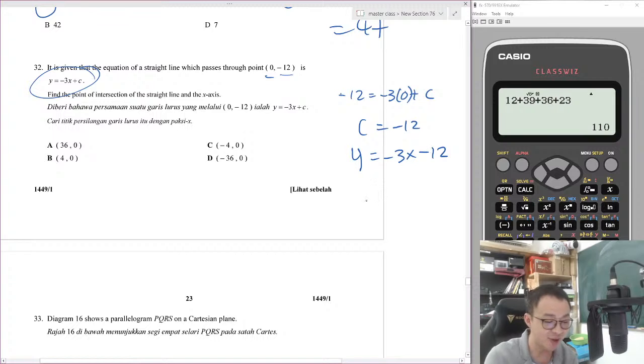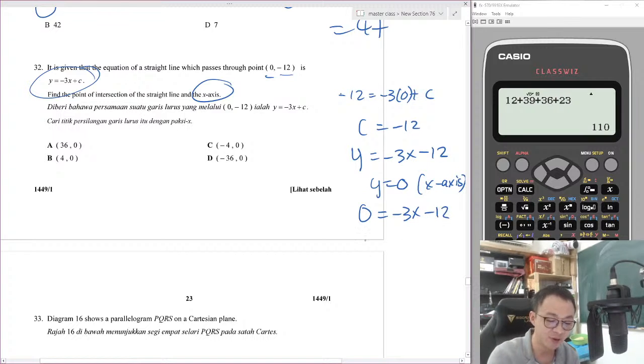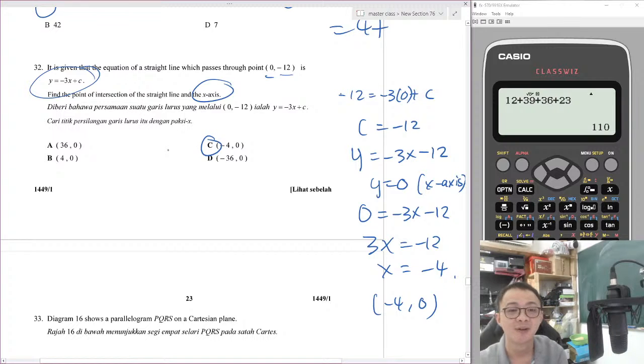Okay, x-intercept means what? y will equal 0 because we are on the x-axis. Remember, when any point is on the x-axis, y will equal 0. 0 equals negative 3x minus 12. 3x equals negative 12. x equals negative 4. So the coordinate is negative 4, 0. Answer is C. So when you do this kind of straight line question, you must be very careful.